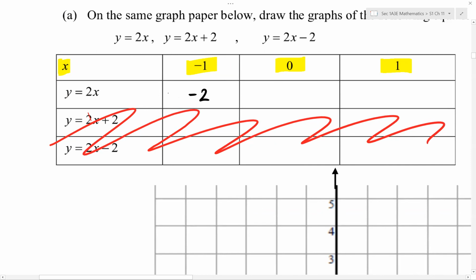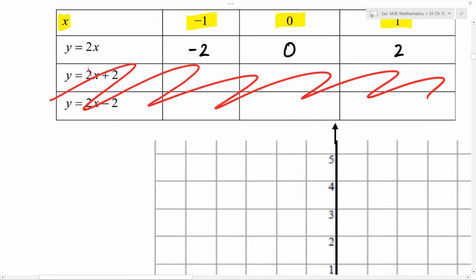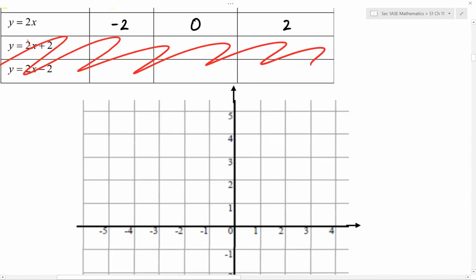Do the calculations by yourself. I don't need to see the calculation, but make sure you get it right. Your substitution must be accurate. So y equals to 2 times 0, simply 0. y equals to 2 times 1, that is 2. Simple so far for the first row. Now let's do the plotting. 10 seconds, go plot.